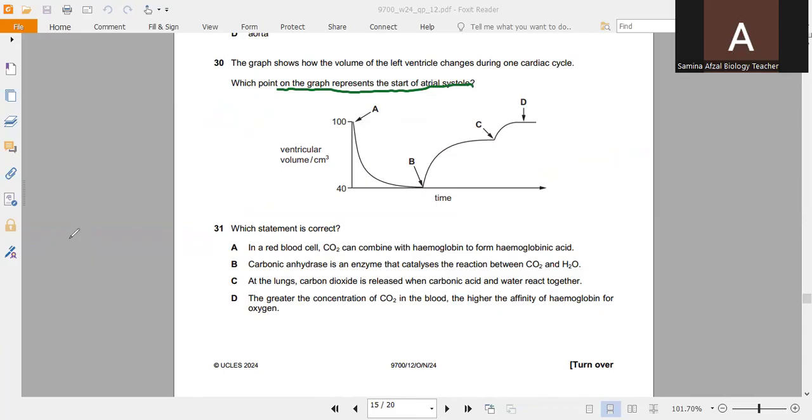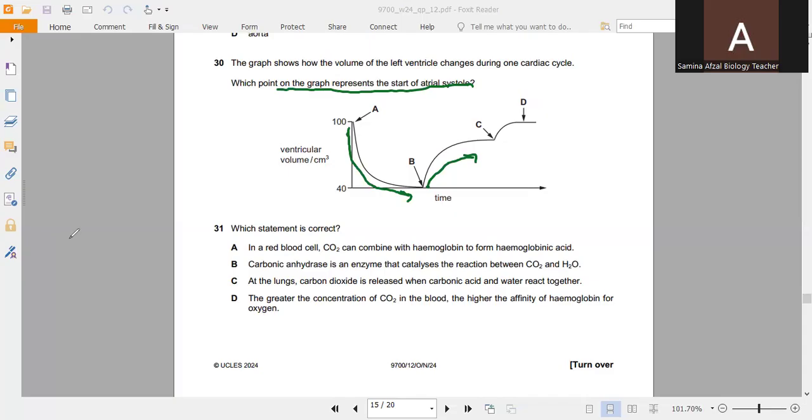Here they have given us the ventricular volume. You can see the ventricular volume at the start, at point A, was 100%. Then the volume starts decreasing. Between A and B it is decreasing. It means that ventricular systole is taking place, due to which the blood is pushed out of the ventricles. But between B and C, there is an increase in the blood volume. It means at that time ventricular diastole is taking place. Blood is filling into the ventricles.